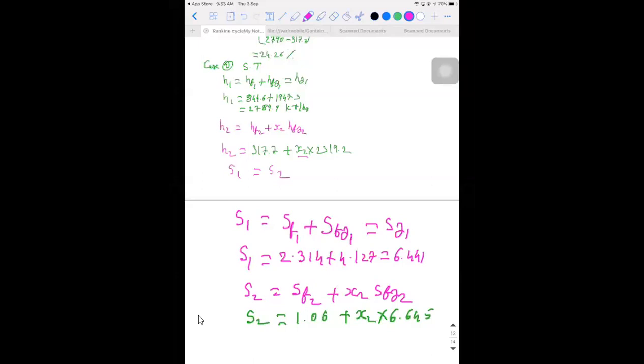And the timing, what is the time, sir? 5.54. Someone is trying to log in. So let us stop this for today. S1 is 6.441 kilojoule per kg Kelvin, sir, because this is S1 and this is S2. Okay, sir, we'll stop this for today and we'll continue this one.